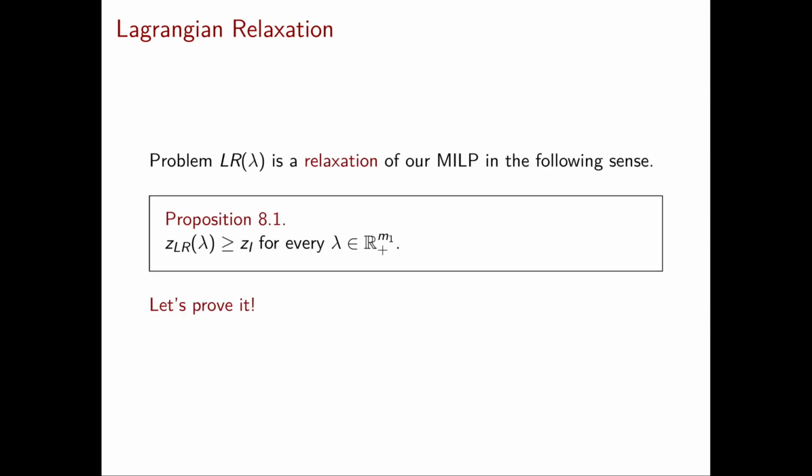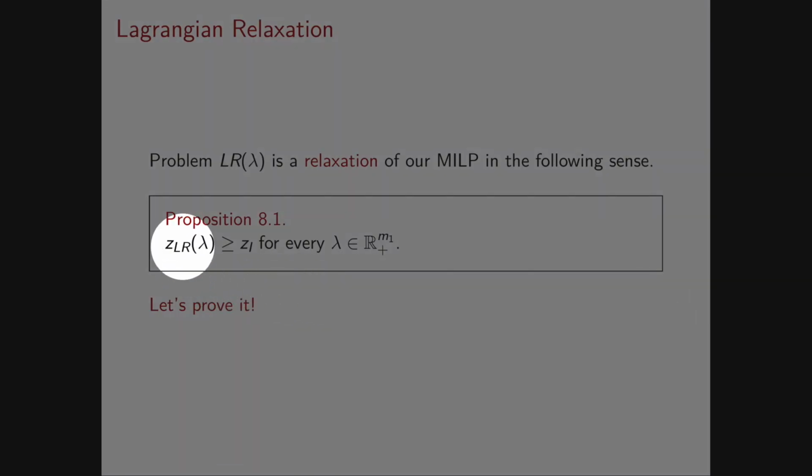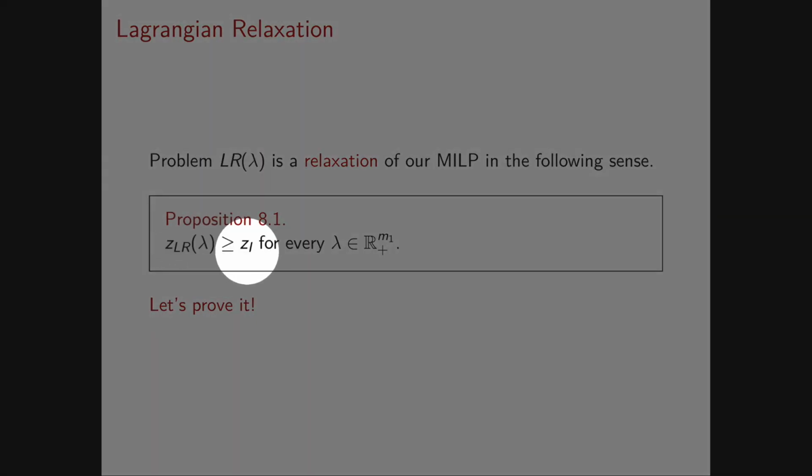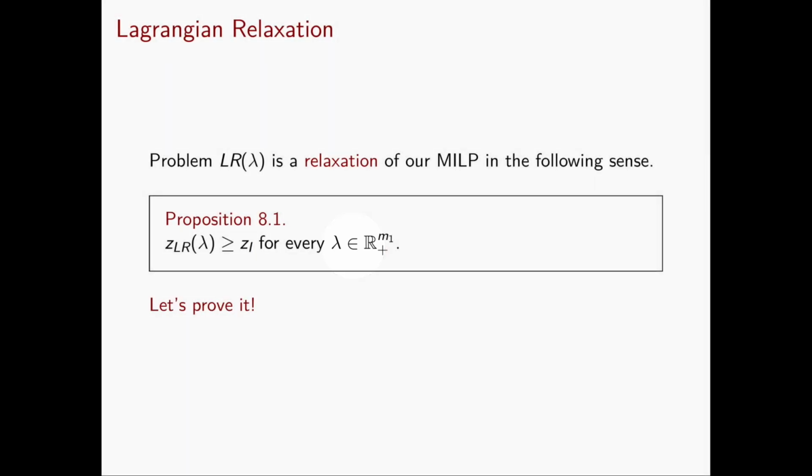The next proposition implies that the Lagrangian relaxation allows us to bound our optimal value of the original integer programming problem. In fact, this proposition says that the Lagrangian bound is greater than or equal to Zi for every lambda. Let's now prove this proposition. The first thing to observe is that we can assume that a feasible solution of the mixed integer linear programming problem exists, because otherwise we have Zi equal to minus infinity, and so of course the Lagrangian bound cannot be smaller than that.